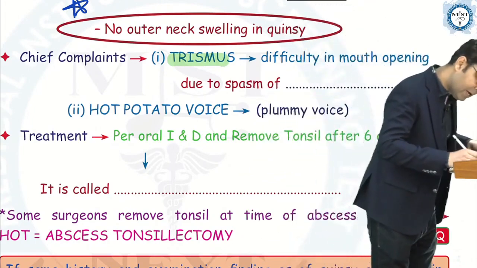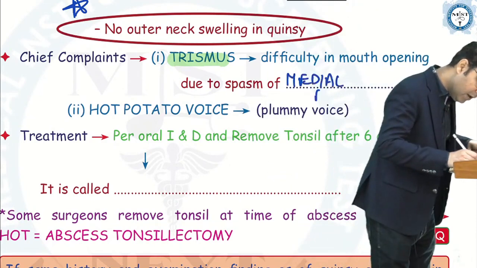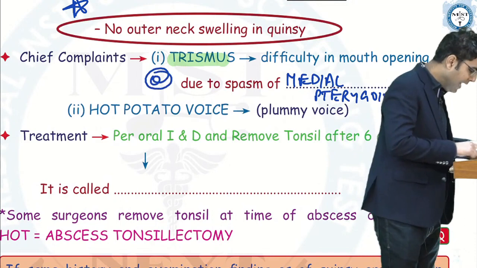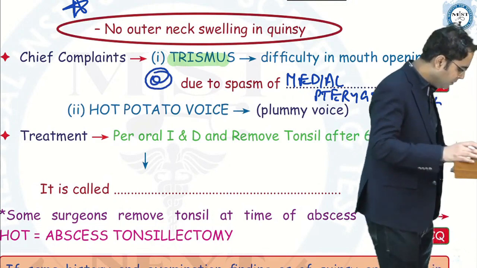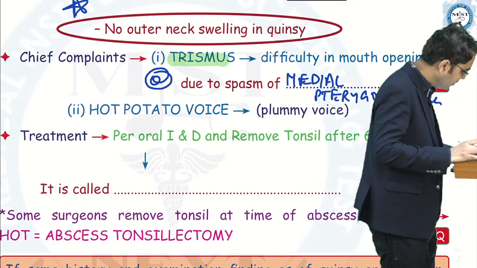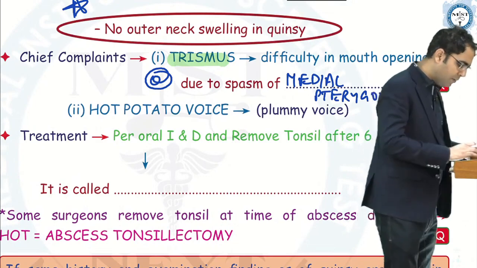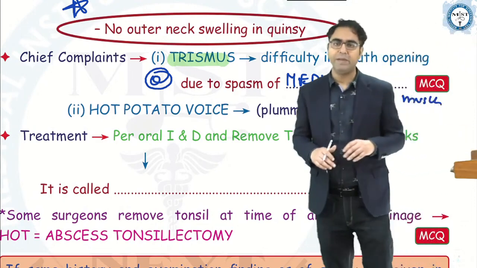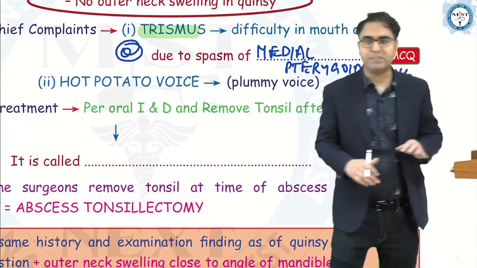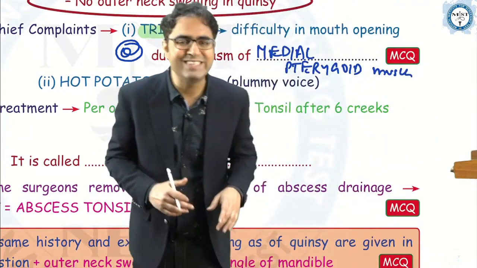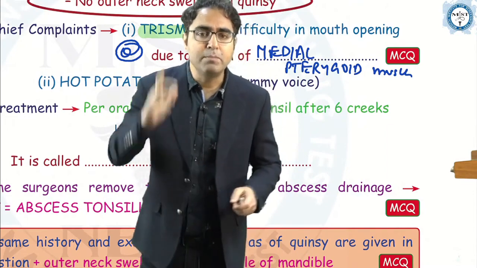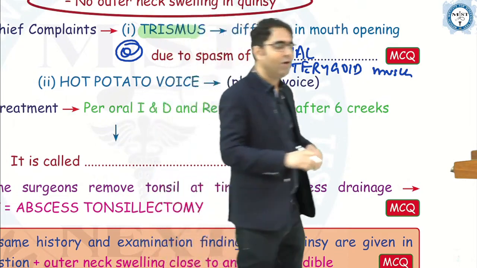It is due to spasm of, MCQ question, the medial pterygoid muscle. It is due to spasm of the medial pterygoid muscle. Okay? Medial pterygoid muscle. I hope you remember pterygoids, masticatory muscles. Look at the trismus. I'm not able to open the mouth because my muscle has gone into spasm due to infection. What is the name of the muscle? Medial pterygoid muscle.